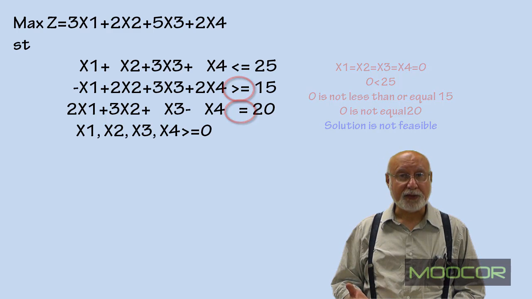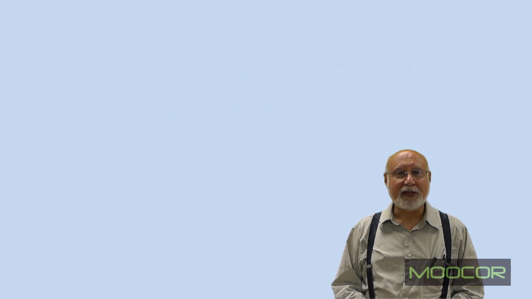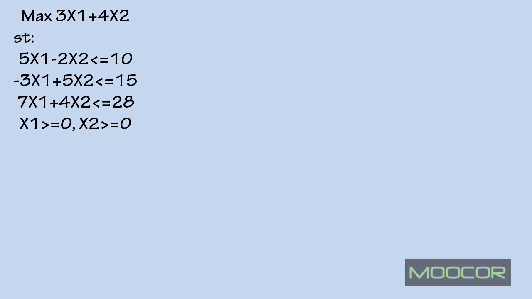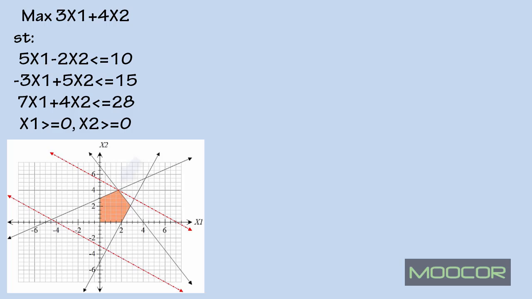Now let's start the materials that we are going to cover in Topic 5. Let's start with the case of alternative optimal solution. How would the Simplex tableau show the presence of an alternative optimal solution? Let's start with a two-dimensional LP because we can actually visualize what is going to happen in feasible region. Here is an example, and here is a unique optimal solution for this problem.